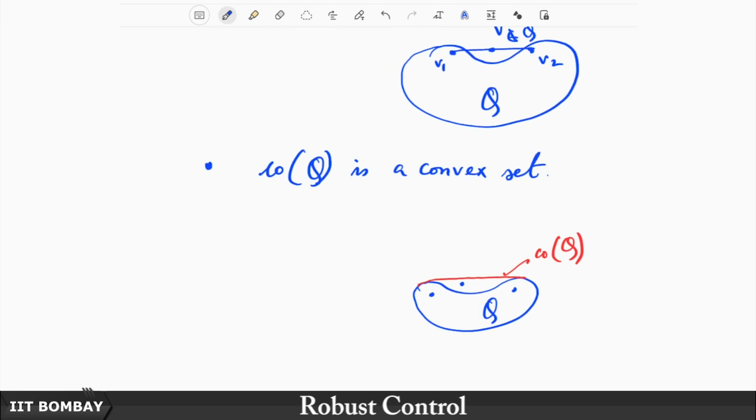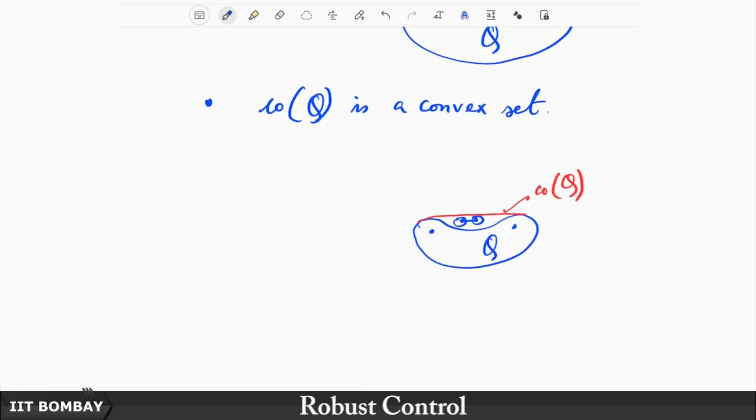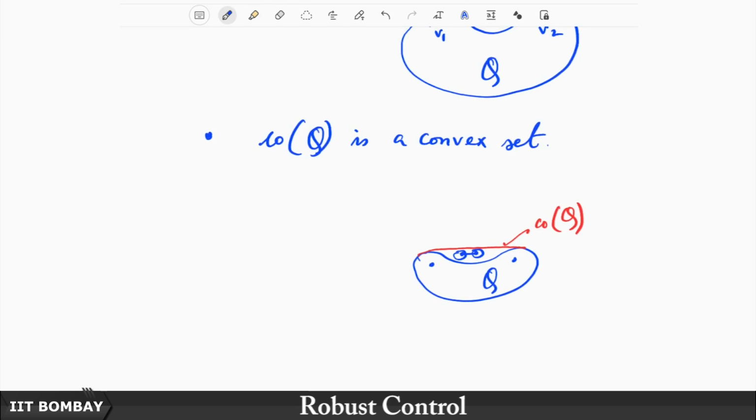Suppose both those points come from the convex hull, not part of Q itself. Then you see that this point definitely is a convex combination of points in Q. This point is also a convex combination of points in Q, and therefore any point in this line segment here, can you not also write as a convex combination of points here? Of course you can. So any point here must also be part of the convex hull, and therefore the convex hull must be a convex set in itself. It's pretty obvious. You take any two points in the convex hull and check whether the line segment joining those 2 points is a part of the convex set.